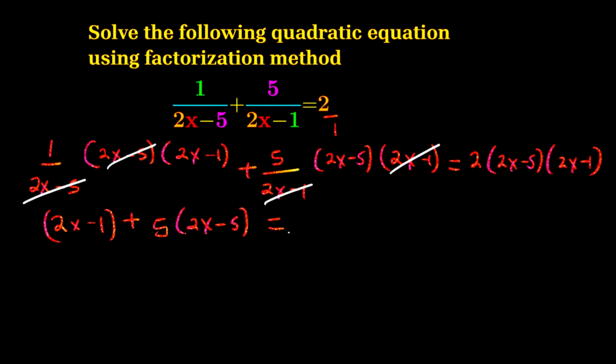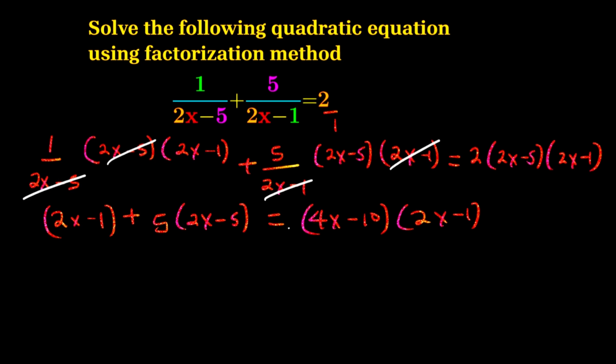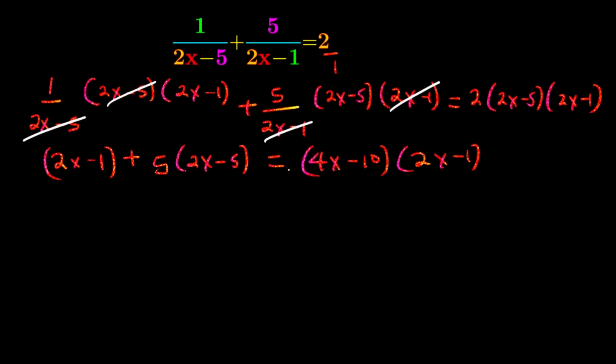And then on the right hand side, we have 2 into 2x minus 5. We can write that as 4x minus 10, and then now times 2x minus 1. So from here, we can open up the brackets in the left hand side. So we have 2x minus 1 plus 5 times 2x, that is 10x, minus 5 times 5, which is 25.